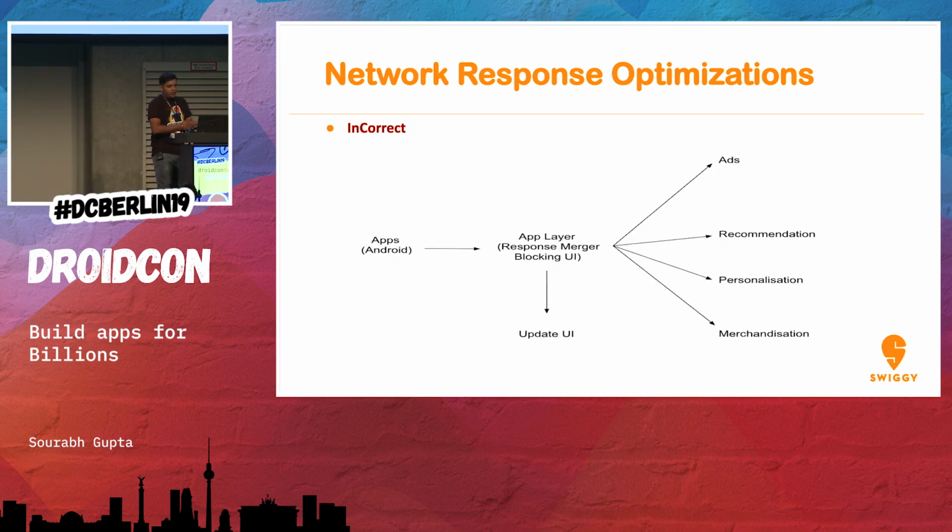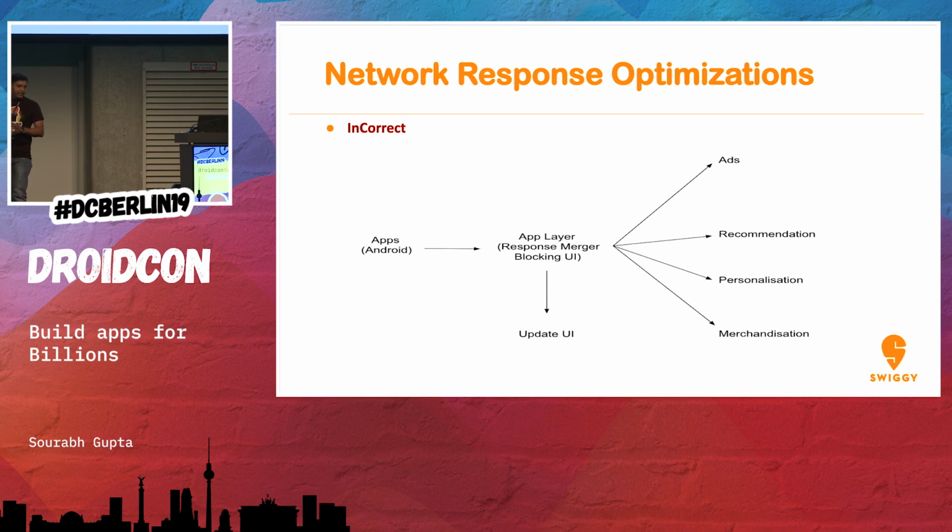so this is how we were making them. Let's say I have a home page, and I wanted to show ads, personalization, recommendation, merchandising, every data. What we were earlier doing is that from the app side, I'm opening 4 TCP connections, making all 4 requests, getting the data, combining it, and then showing it to the UI.